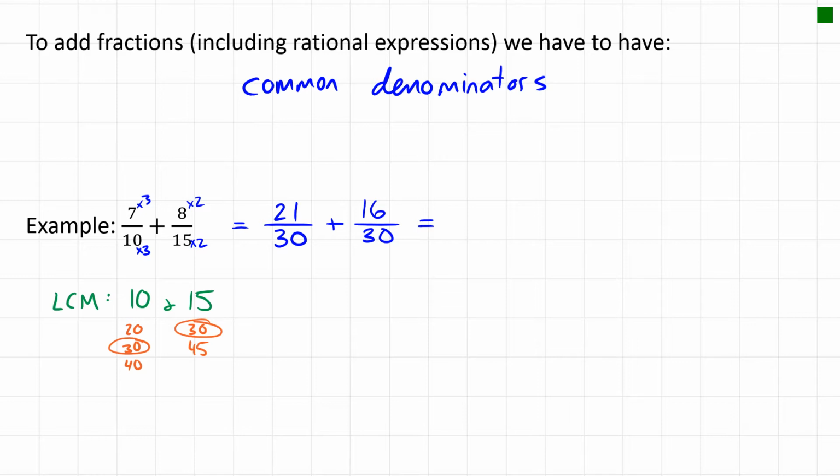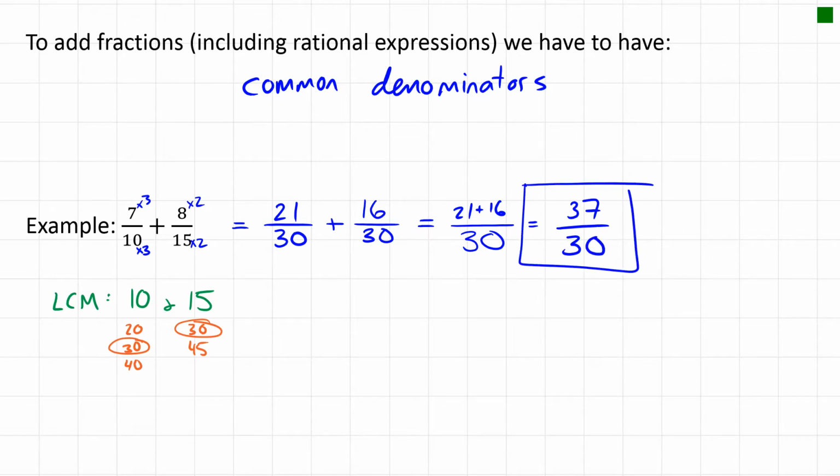So once our denominators are the same, basically you have 21 over 30 and 16 over 30. When you add the fractions, the denominator remains the same, so the denominator is going to be 30. And then we add the two numerators, 21 and 16. And so we get 37 over 30. And that would be our answer there. Now let's apply that same process to a rational expression.